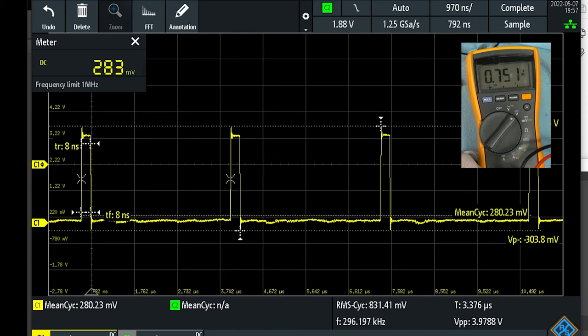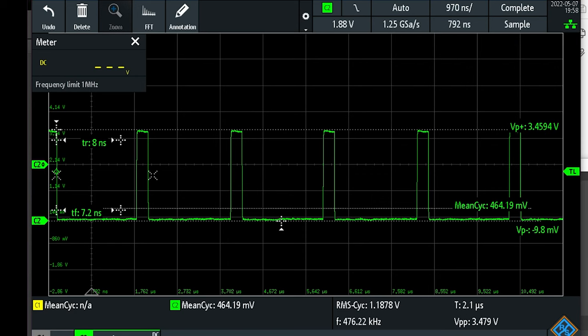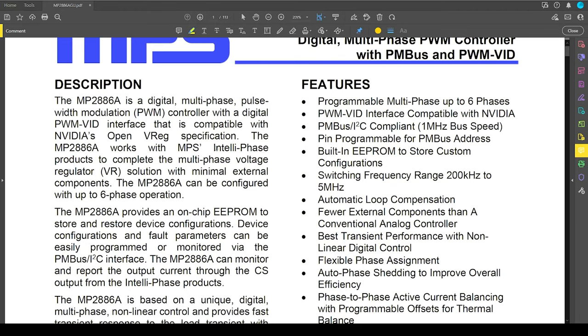Comparing the switching frequency to the adjacent functional V-core MOSFETs, our duty cycle is about double what it should be, corresponding with the fact that we see 1.5 volts on the offending 5 phases and 750 millivolts on the other normal phases. The MP2886 is an intelligent voltage controller.